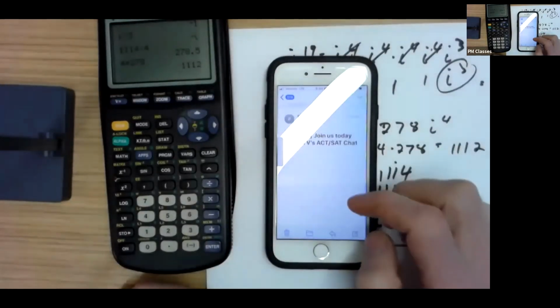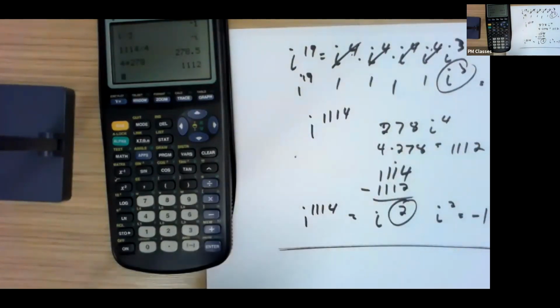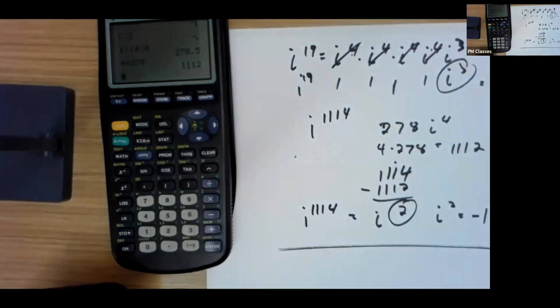Maybe this will cooperate. You've got to be kidding me. Well, I'll try that again. We'll get there in a second.